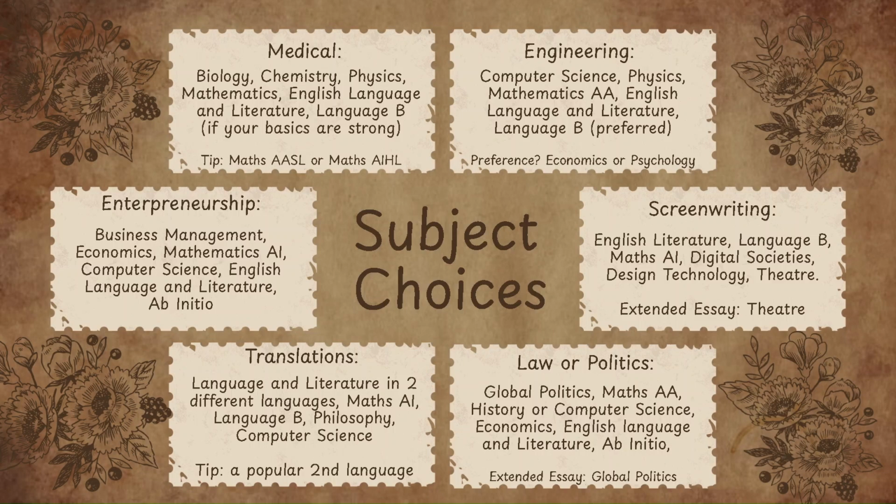For translations, you must take language and literature in 2 different languages. First language is English, and the other one is any popular language, like Chinese or Arabic. Language B, mathematics analysis and interpretations, philosophy, and computer science. For law or politics, the ideal choices are global politics, mathematics analysis and approaches, history or computer science, economics, English language and literature, and language ab initio. The preference for the extended essay is global politics. Choose between history and computer science based on your interests in the subject.